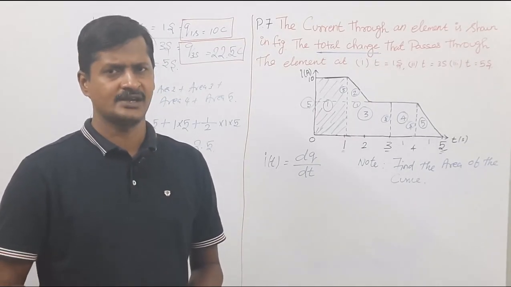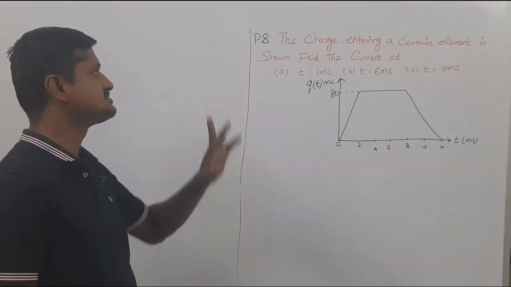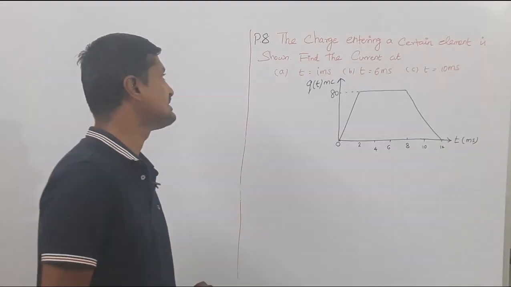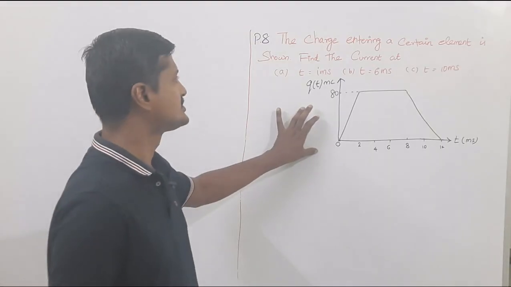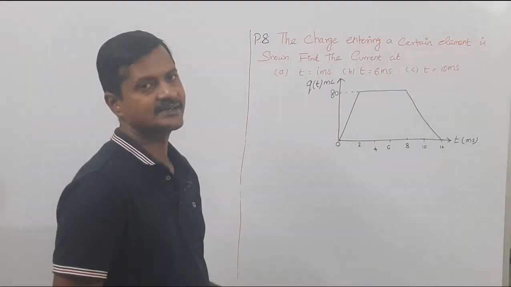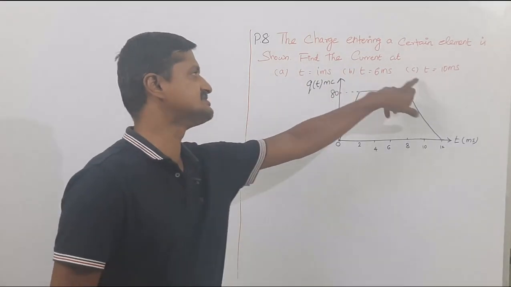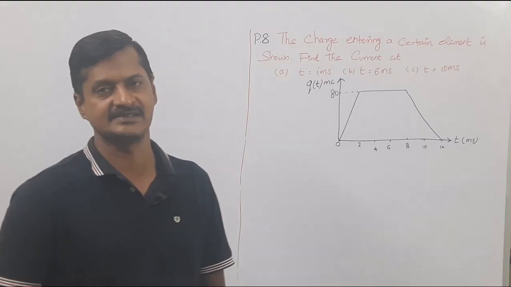Okay, see you in the next problem, number 8. The charge entering a certain element is shown. Find the current at t equal to 1 millisecond, t equal to 6 milliseconds and t equal to 10 milliseconds.